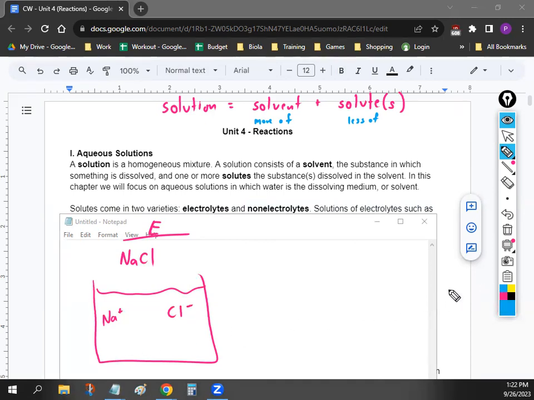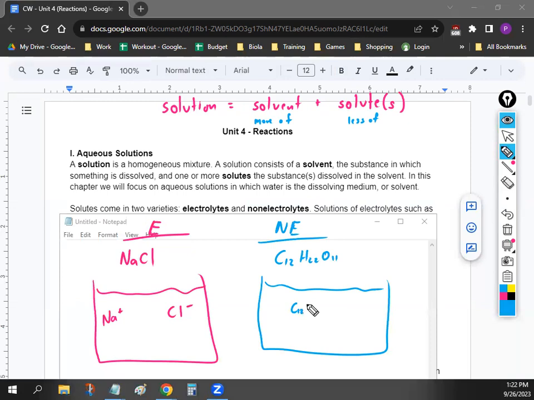An example of a non-electrolyte would be something like sugar, C12H22O11. I might be wrong about that formula. But if you put sugar inside of water, it stays together. The entire molecule stays together. So that's the difference between an electrolyte and non-electrolyte. Electrolytes will break apart into their ions. Non-electrolytes do not break apart into their ions.